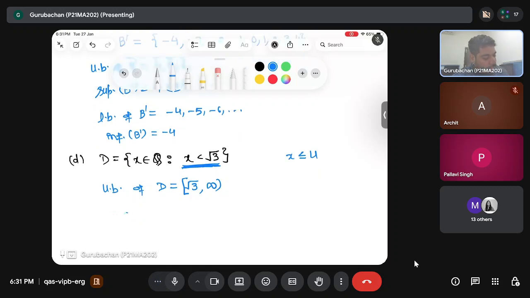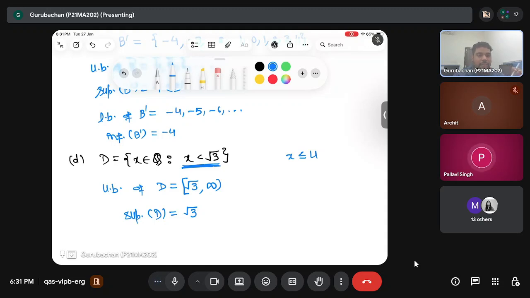Then what will be the supremum of D? Out of all these upper bounds, which is the least upper bound? Under root 3. So it is a real number. I hope Archit, it is clear now. Yes, sir. It is a real number.